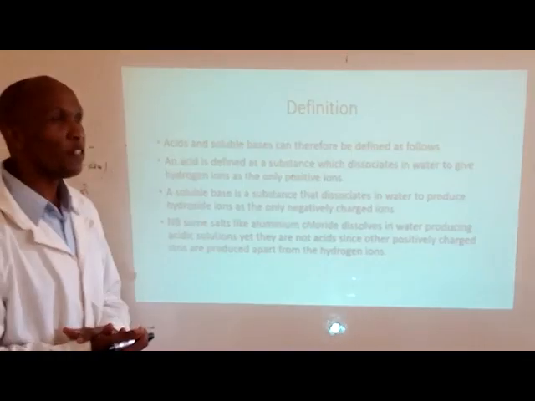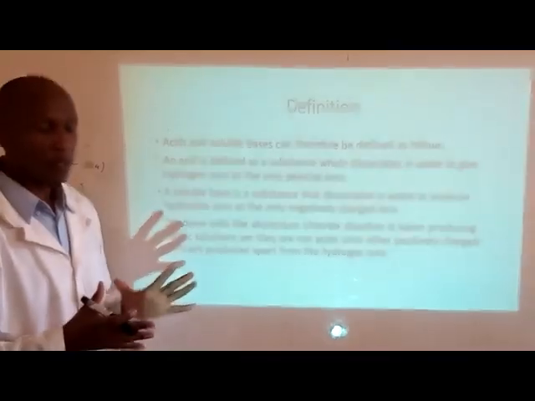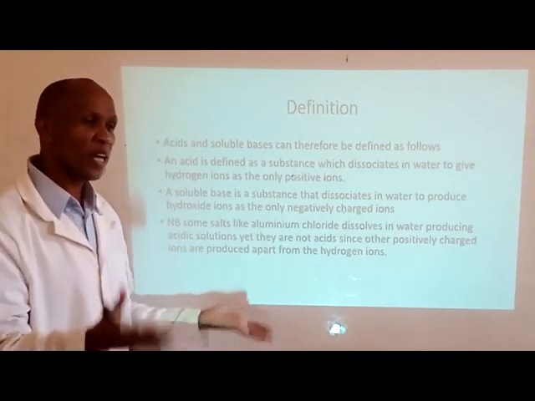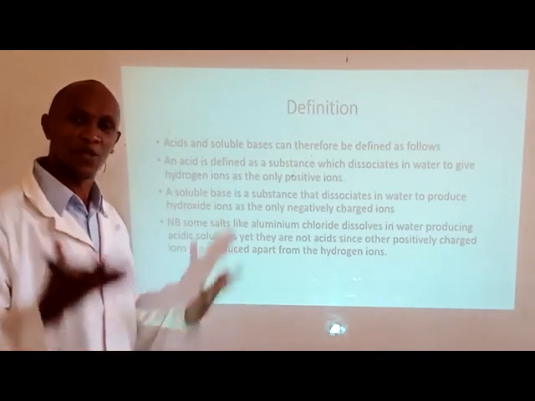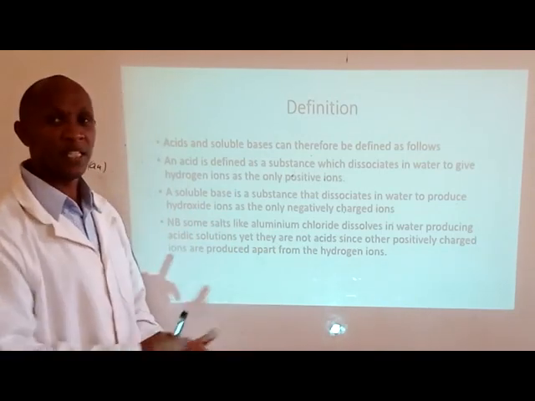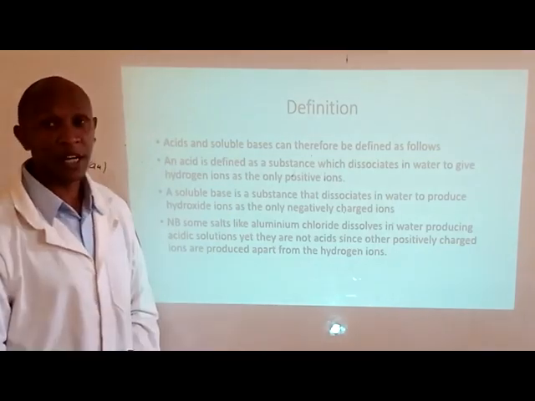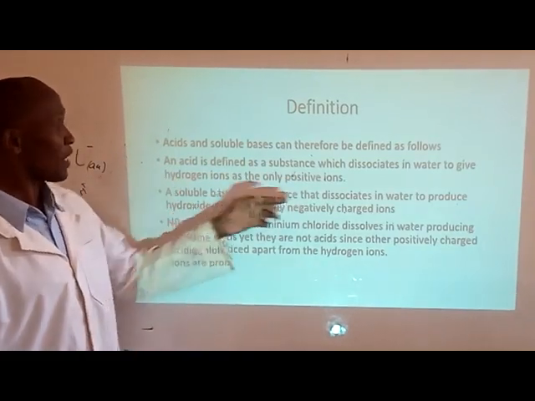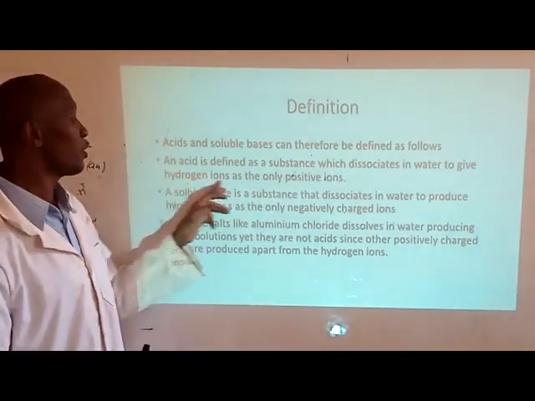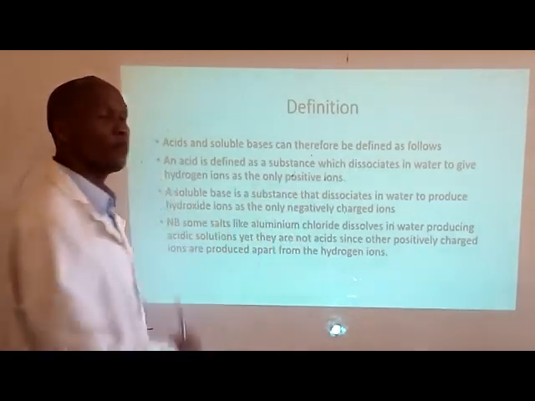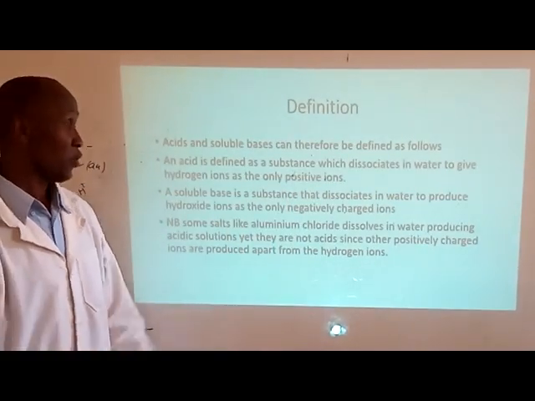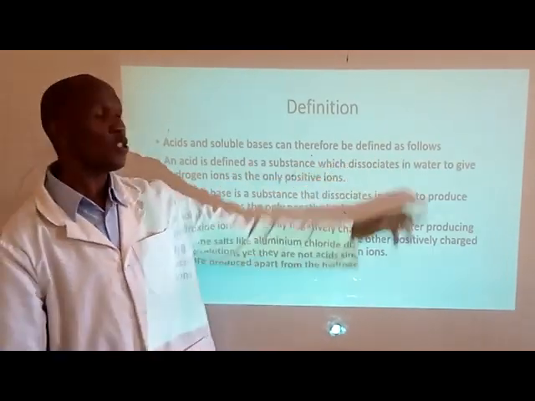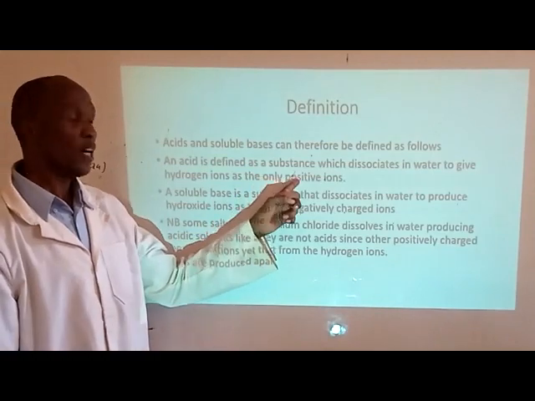We come up with a better definition of acids and bases, because if we initially said that an acid will react with it, you have discovered that it's not until you dissolve it in water. So we want to bring in that idea in our definition of an acid. So we define acid as a substance which, when dissolved in water, dissociates to produce hydrogen ions as the only positive ions.